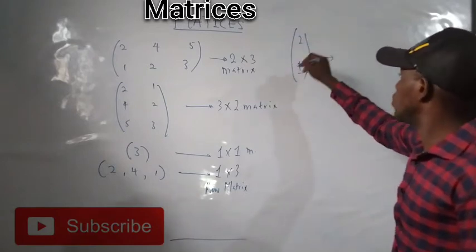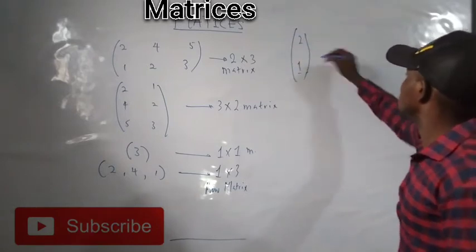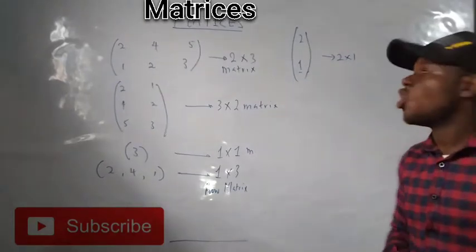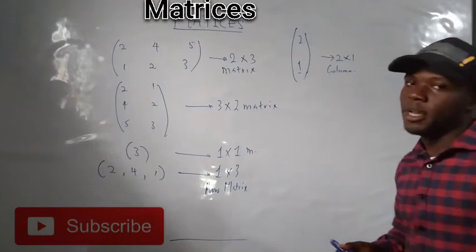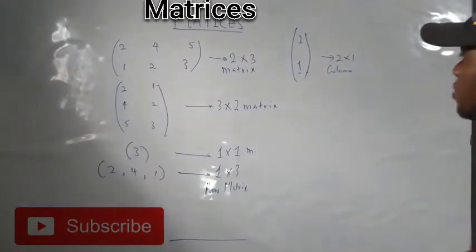But here, how many rows does it have? It has 1 row, 2 rows, and a single column. It's a 2 by 1 matrix, or you call it just what? A column matrix. So that is that. That's how we label a matrix.